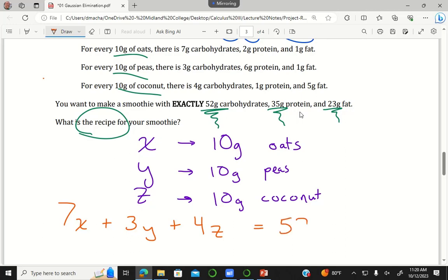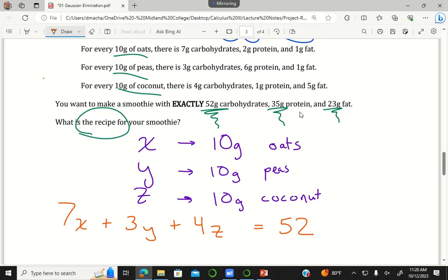This is carbohydrates. Yeah, that's my carbohydrates. I get 7 carbs for every 10 grams of oats, 3 carbs for every 10 grams of peas, and then 4 carbs for every 10 grams of coconut. So if I add that together, I should get my 52, my target amount of carbs that I want.